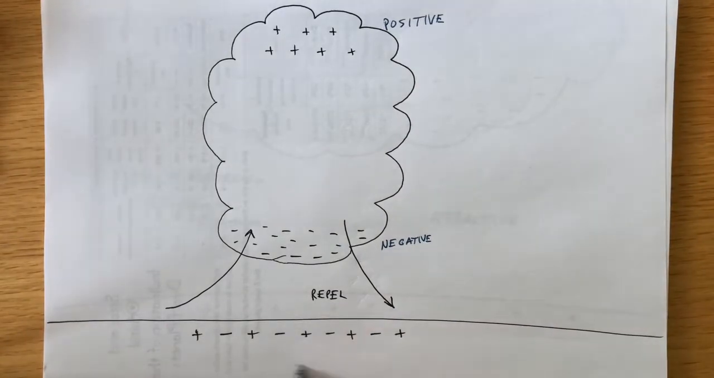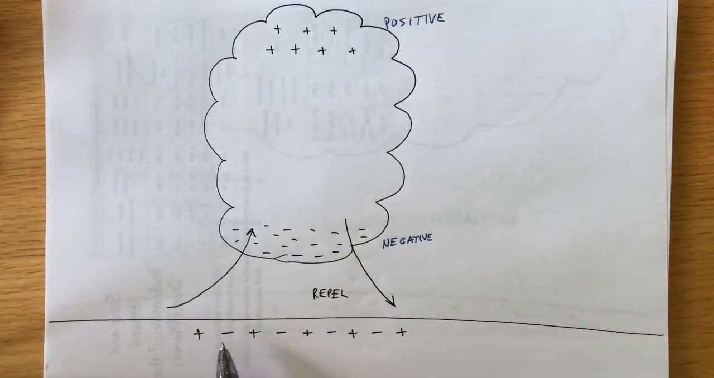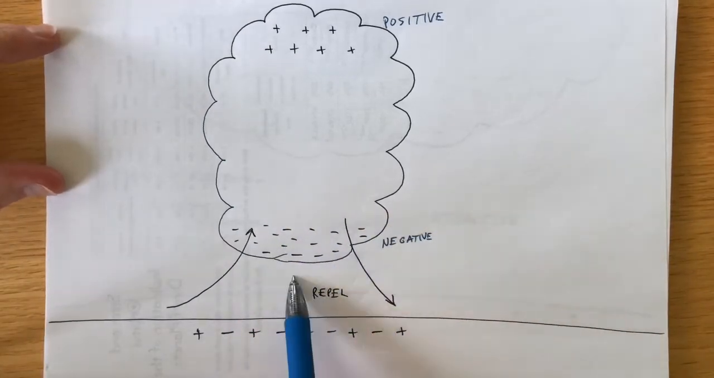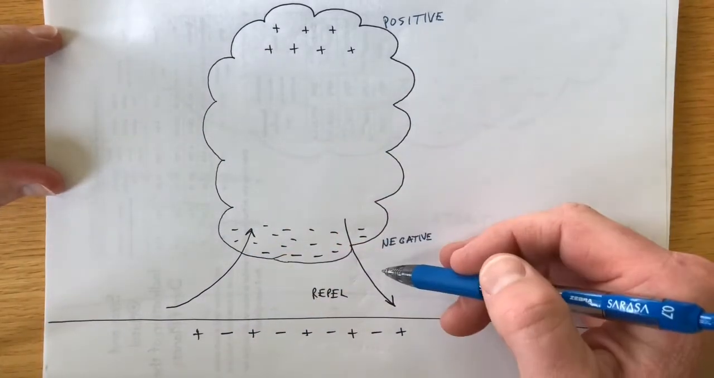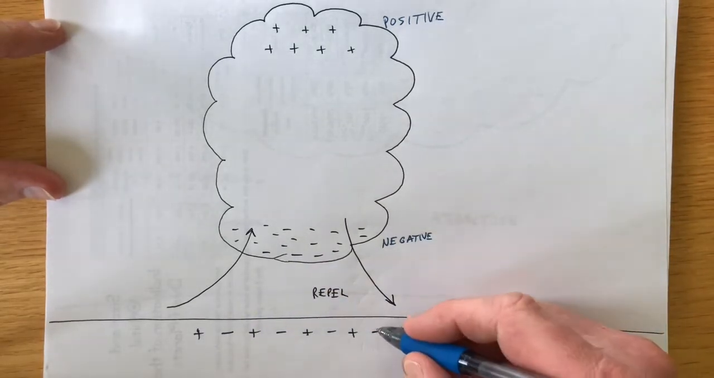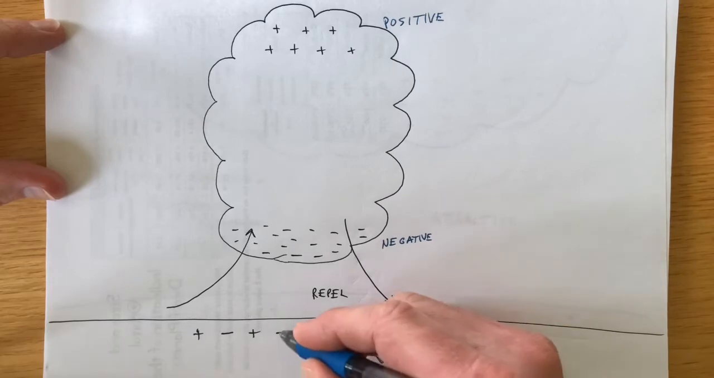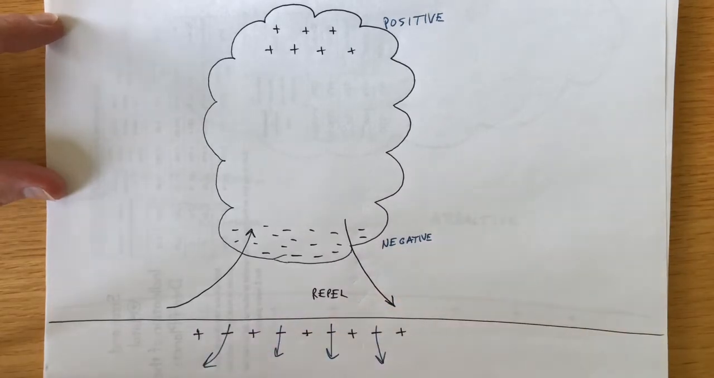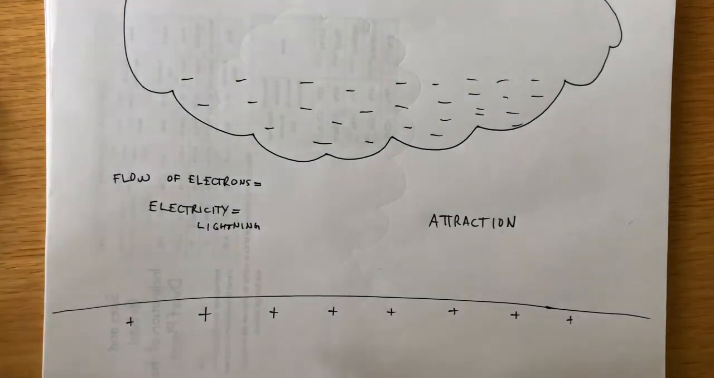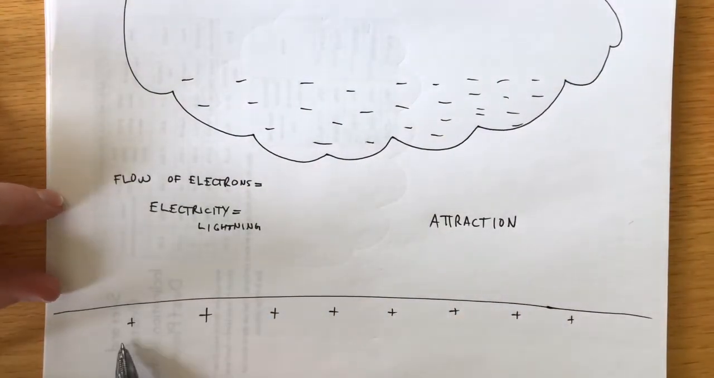Now, the ground is electrically neutral, which has positives and negatives both. But if you have a thunderstorm close enough to the ground, remember, bigger, heavier clouds are going to be close to the ground. This negative charge repels these negative charges and forces them away. And what does that do to the ground? It's going to leave the ground with a positive charge.